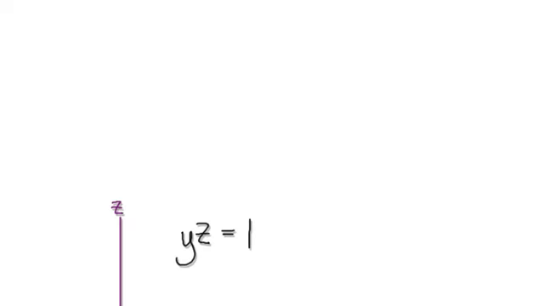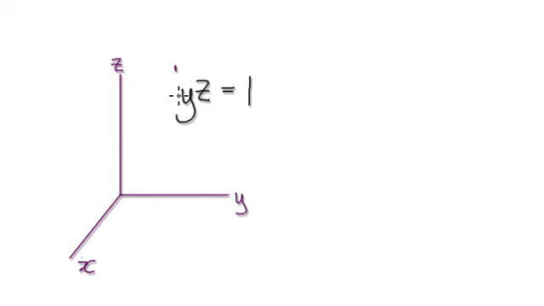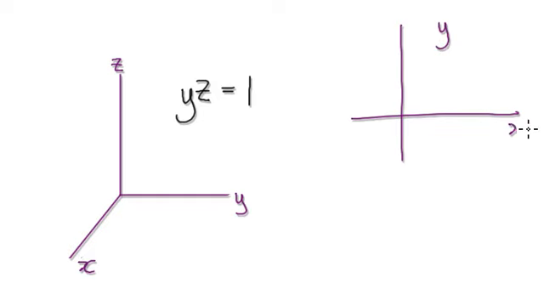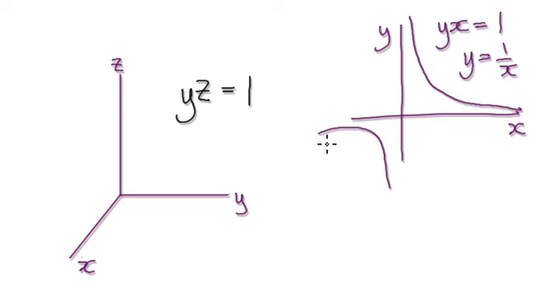Okay, let's give you guys another example. So in this video, we're going to try and sketch this in 3D. So let's just look at it in 2D for the time being. If I were to give you this, this is an X, Y graph. If I were to ask you to sketch this, you would rearrange it to make Y the subject, and then realize that it's going to look like this. It's your reciprocal graph. So it will look like this.